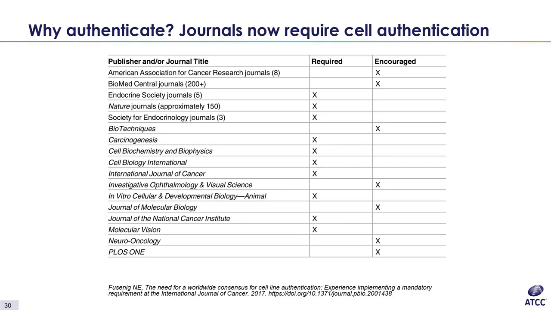In a 2017 IJC article, Fusenig and colleagues discuss the need for a worldwide consensus for cell line authentication and highlight that there is ample evidence that cross-contamination and misidentification exists. As also discussed by my colleague Brian, many other implications like the loss of time, money, or even publication retraction are also very compelling reasons to ensure your cell lines are authenticated.